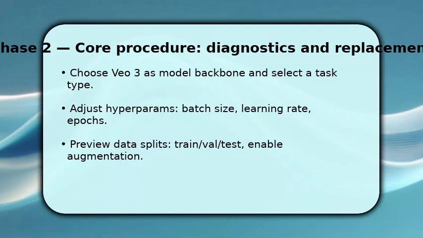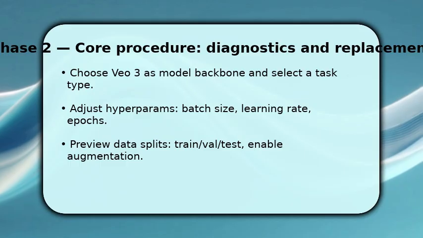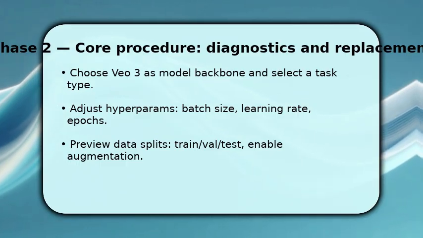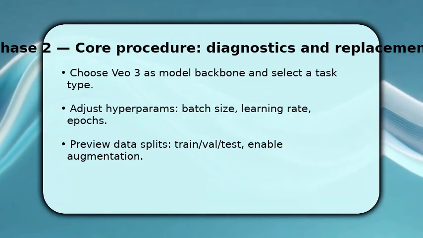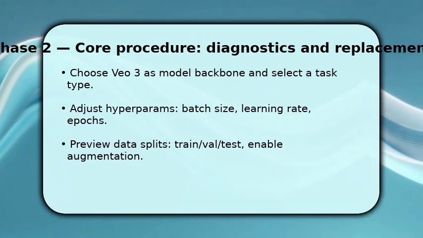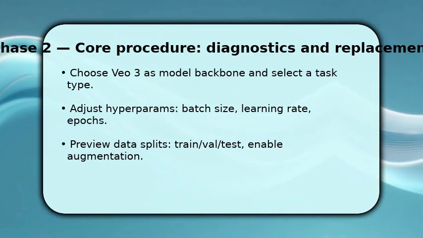You now pick Veo 3 as the backbone and select the exact task: classification, detection, or generation, and why. Veo 3 balances speed and quality. Once selected, configure hyperparameters. Set a reasonable batch size, learning rate, and number of epochs. Make small changes and validate.